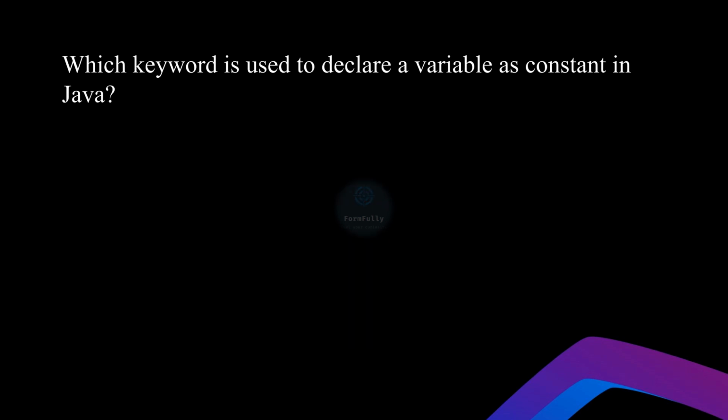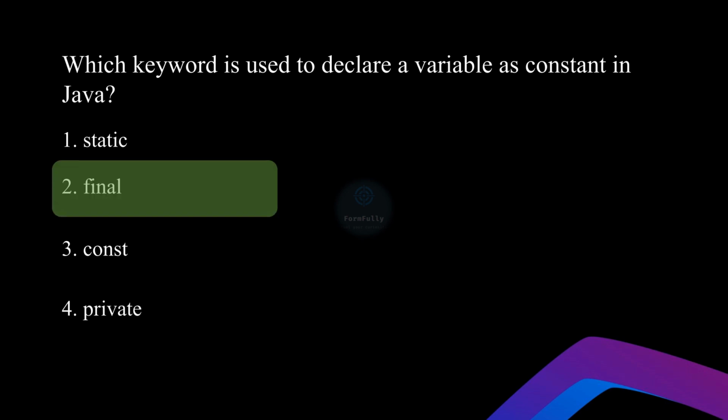Next question. Which keyword is used to declare a variable as constant in Java? Options are static, final, const, private. The final keyword is used to declare a variable as a constant in Java. Constants, once assigned a value, cannot be modified.